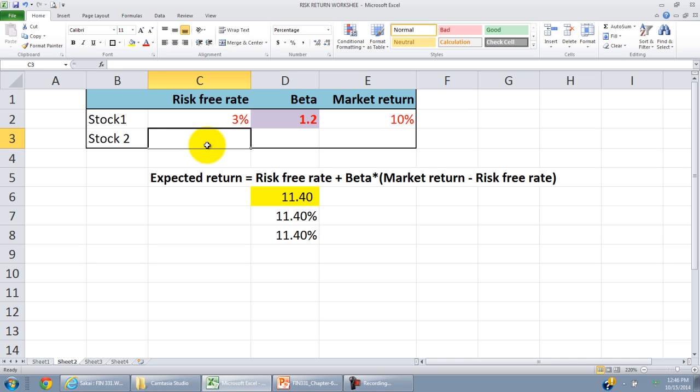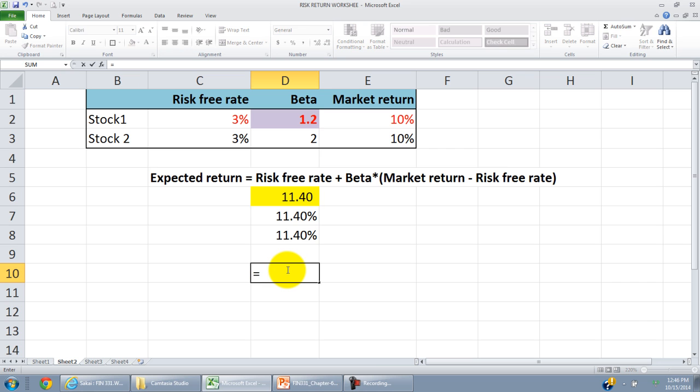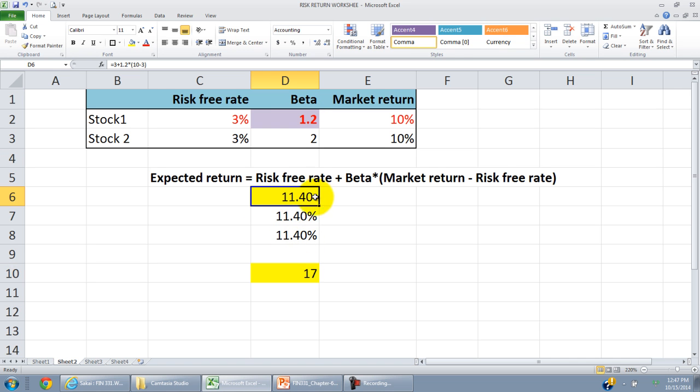Okay, so finally I can give you another example. 3% rate, beta is 2, and market return is 10%. So you see that for the same market condition, if the beta is higher, most likely people will require a better rate of return. So here we go, equal to 3% plus 2 beta multiplied by 10 market return minus risk-free rate of 3. So 17% required. It makes sense because the second stock is way riskier. So we should expect a better return than the first one.